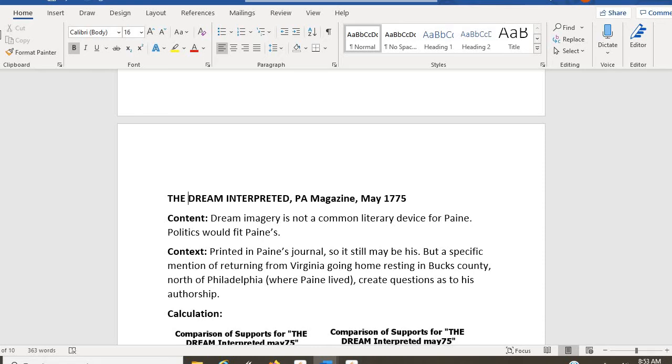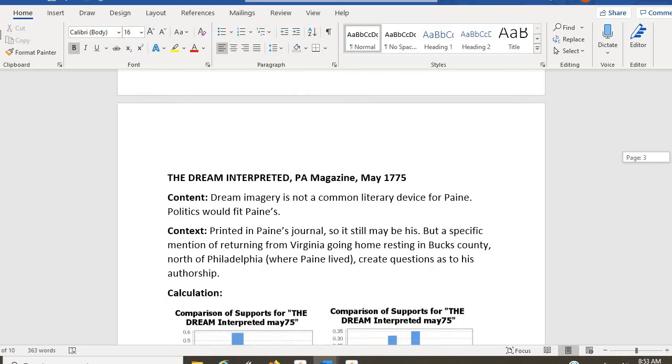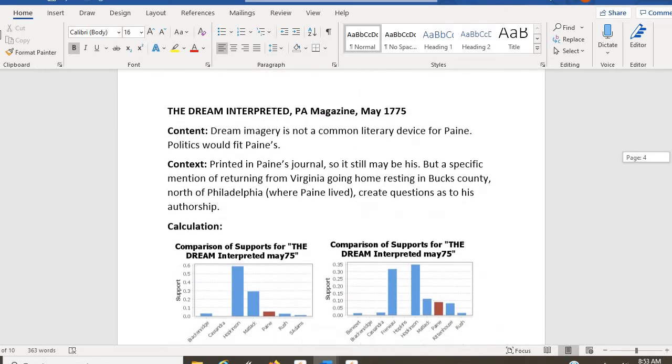In fact, Paine didn't make any connection to that area until years later. This is 1775. So this creates some question about the authorship. This doesn't fit. So we tested it. Tested it many, many times. And here are two representative graphs.